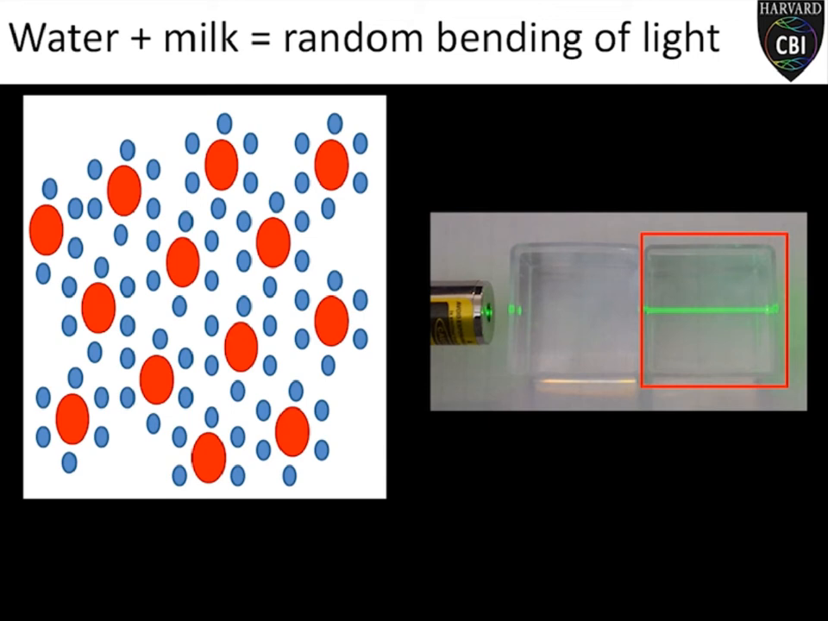And one component of milk is large lipid droplets. And so in the diagram on the left here, I've depicted our water molecules as blue circles and our lipid droplets as red ovals. And so what's happening now is those lipid droplets are spreading apart the water molecules. So they're more than a wavelength or half a wavelength away from one another.